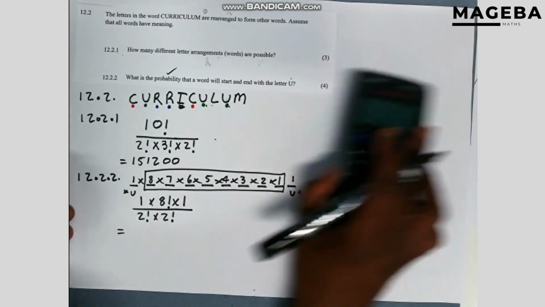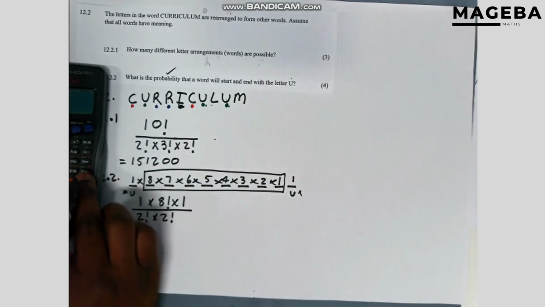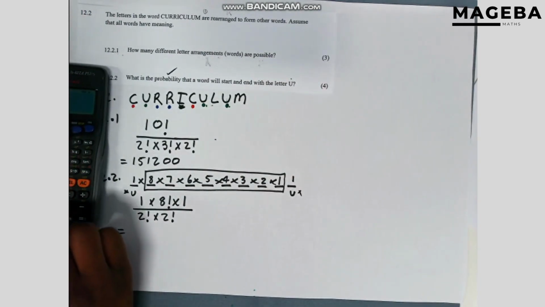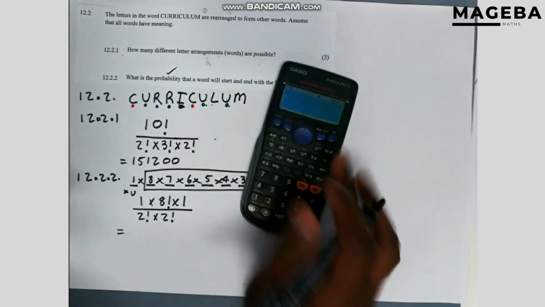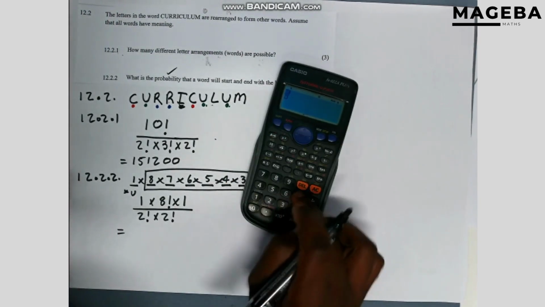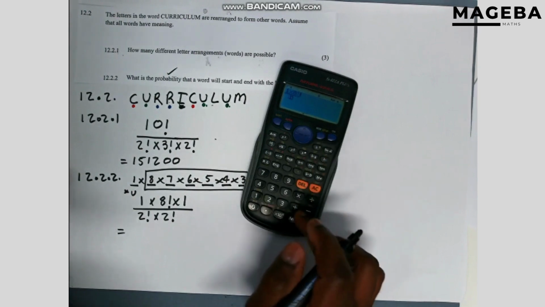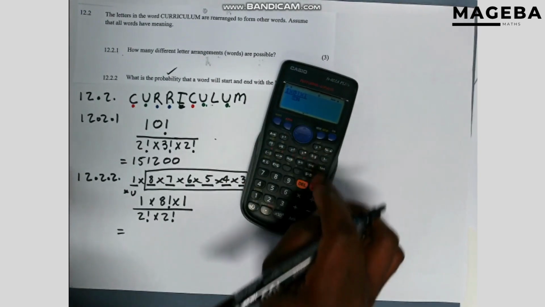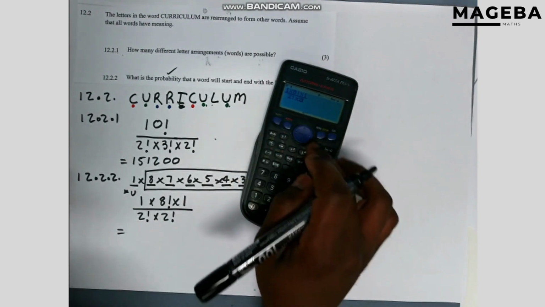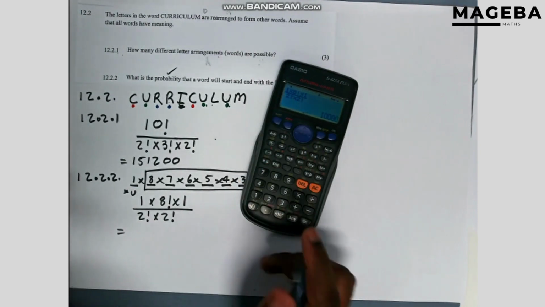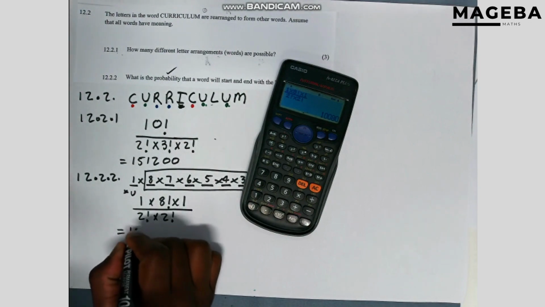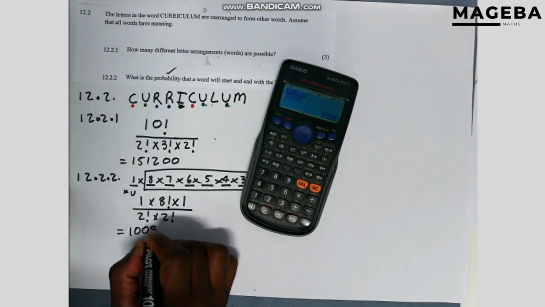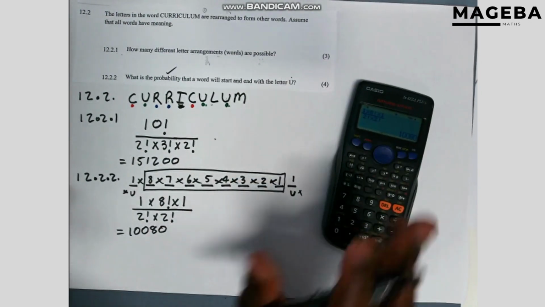Then we get our answer from here. That's what? It's 1 times 8 factorial times 1 over 2 factorial times 2 factorial. We get our answer here, which is 10080. Don't forget, we haven't answered the question.